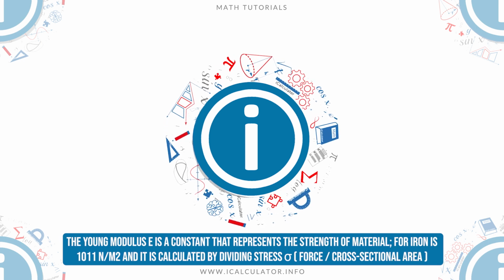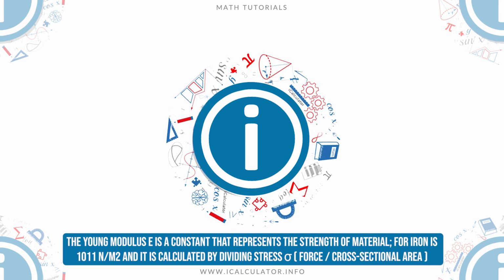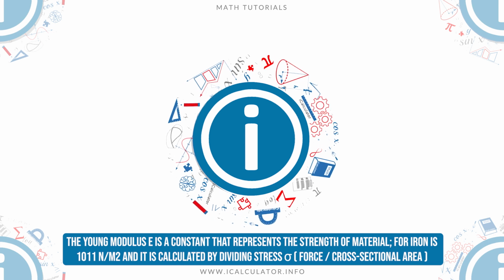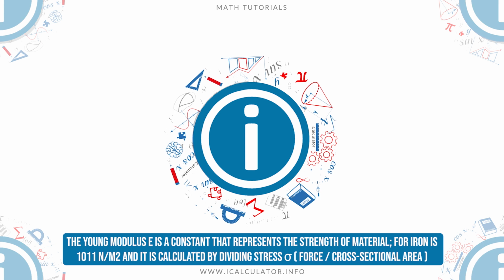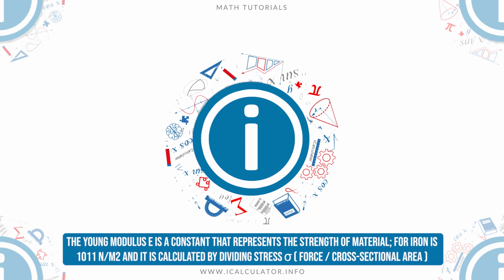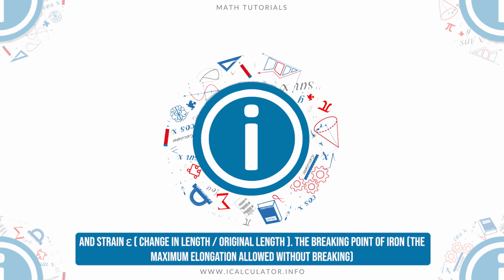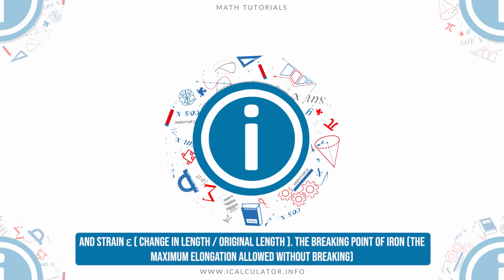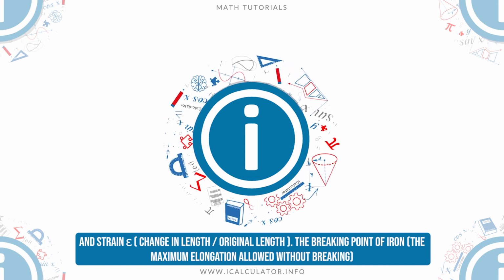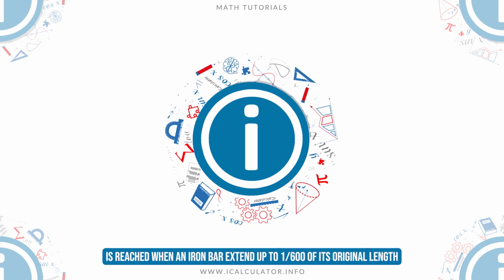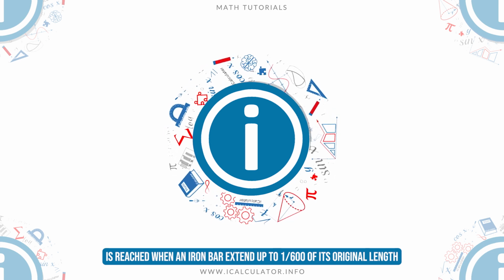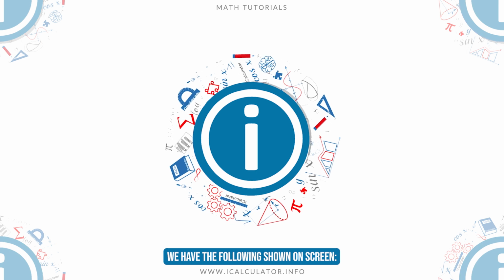The Young modulus E is a constant that represents the strength of material. For iron it is 10^11 N per meters squared, and it is calculated by dividing stress sigma, force over cross-sectional area, and strain epsilon, change in length over original length. The breaking point of iron, the maximum elongation allowed without breaking, is reached when an iron bar extends up to 1/600th of its original length. We have the following shown on screen.